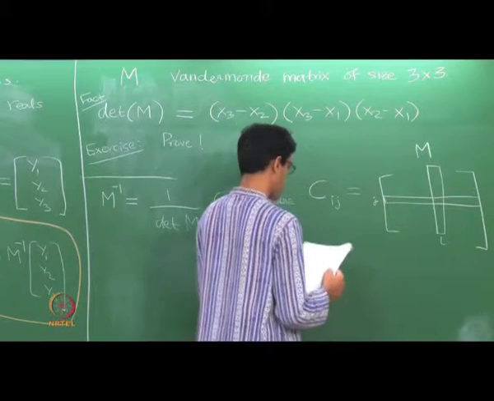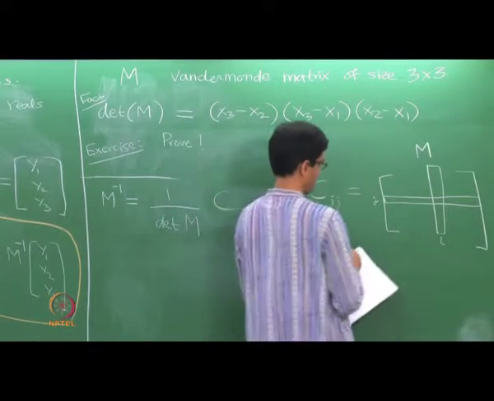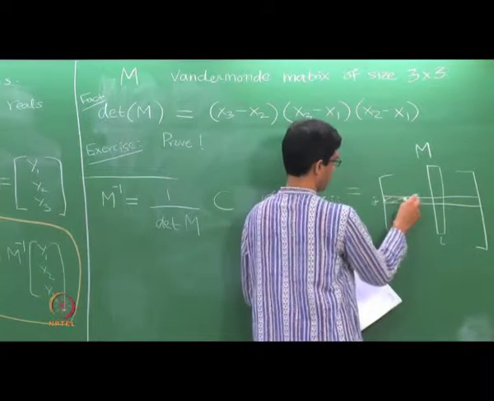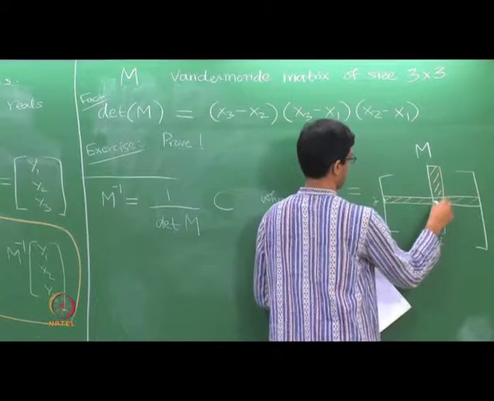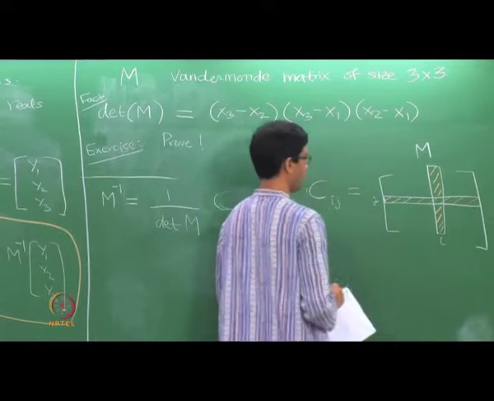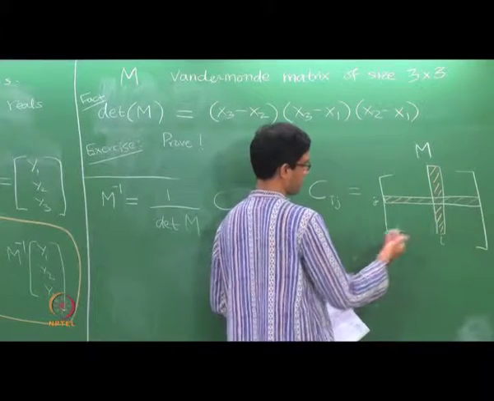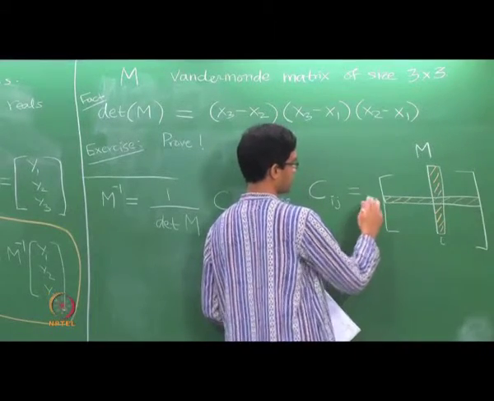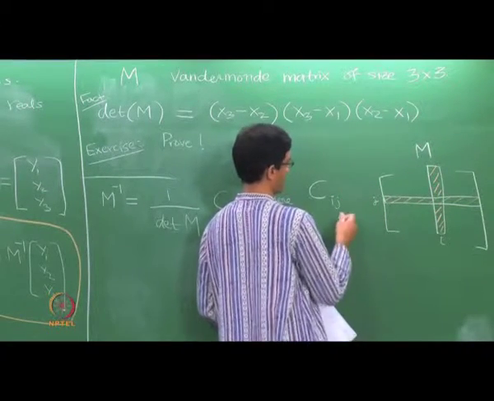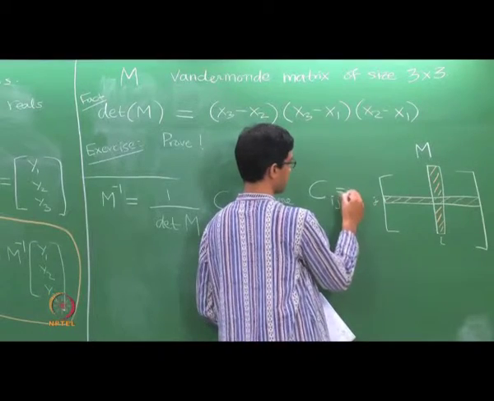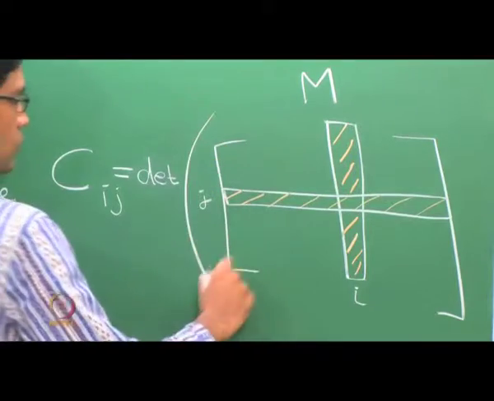Okay, so you take the ith column and the jth row of M, and you remove these two things from M. Okay, you remove both of these from M. What you're left with now is a matrix of size 1 lower. So in general, if it's an n cross n matrix, you'll be left with something of size n minus 1 cross n minus 1. In this case, since M is 3 cross 3, you would get a 2 cross 2 matrix, and you take the determinant of that 2 cross 2 matrix.